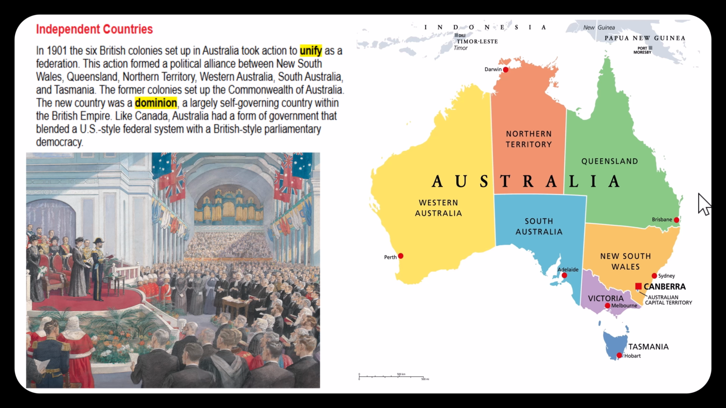Question number 1. What are the names of the 6 British colonies that formed a political alliance to become the Commonwealth of Australia? They were New South Wales, Queensland, Northern Territory, Western Australia, South Australia, and Tasmania. Question number 2. What does the word dominion mean? It is a largely self-governing country. Question 3. What did Australia share in common with Canada at that time? It had a form of government that blended both the United States federal system with the British-style parliamentary democracy.